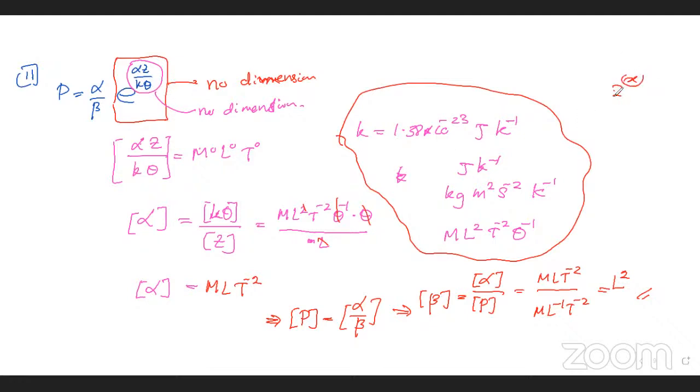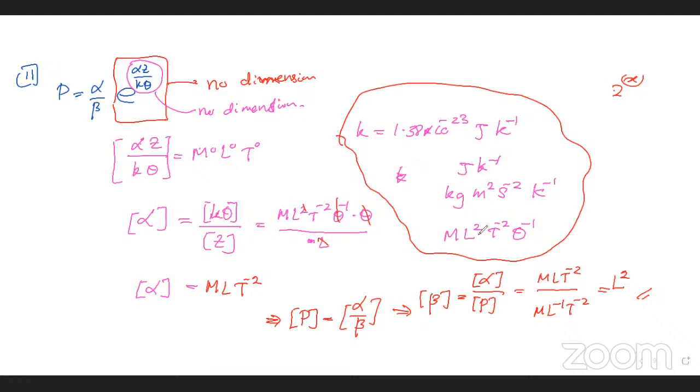So this should have no dimension, because the power there is only a numerical value. So this part has no dimension, so we consider that one. That's alpha z over k theta, they have no dimension. So then alpha has a dimension, it equals k theta over z. First you need to find the dimension of k, because without knowing the dimension of k, you can't find the dimension of alpha.